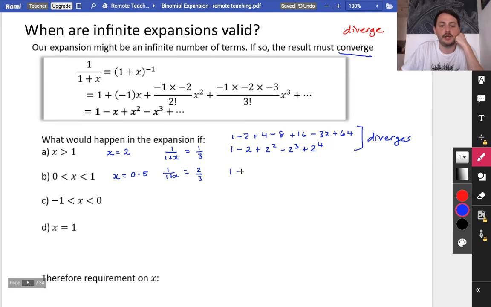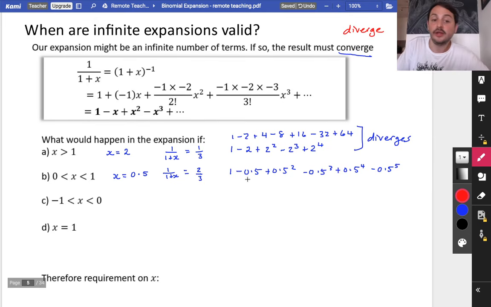So if I do 1 minus 0.5 plus 0.5 squared minus 0.5 cubed plus 0.5 to the power of 4 minus 0.5 to the power of 5, will this converge to something? Well, if you think about your geometric series, it will converge because the common ratio as you go across is less than 1. It's actually between 0 and 1 in our particular case. And let's just actually work out what this bit is here.